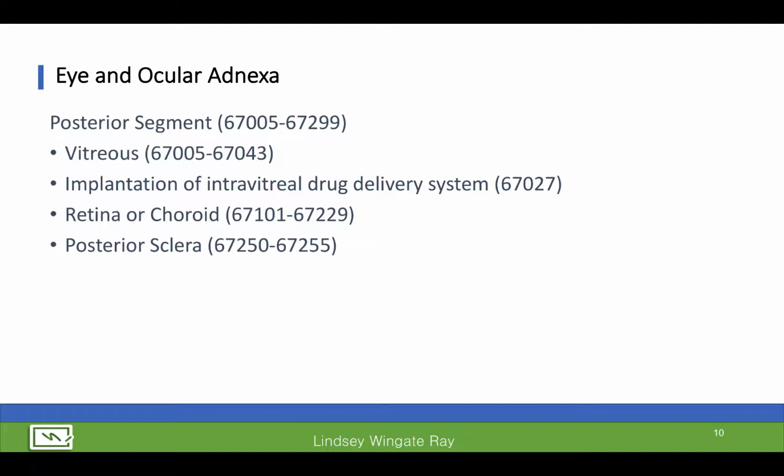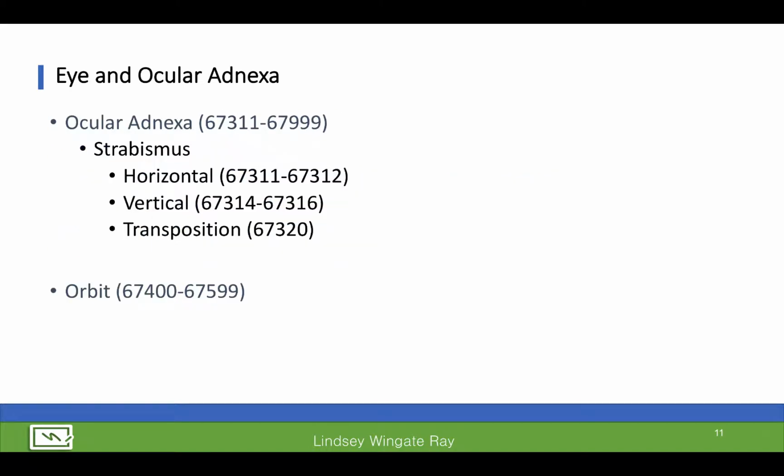Retina and choroid, 67101 through 67229, is grouped by repair of retinal detachment, and prophylaxis. Release of encircling material 67115 reports removal of the band. The posterior sclera 67250 through 67255 contains 2 codes for repair. Ocular adnexa is 67311 through 67999 and deals mainly with extraocular muscle.